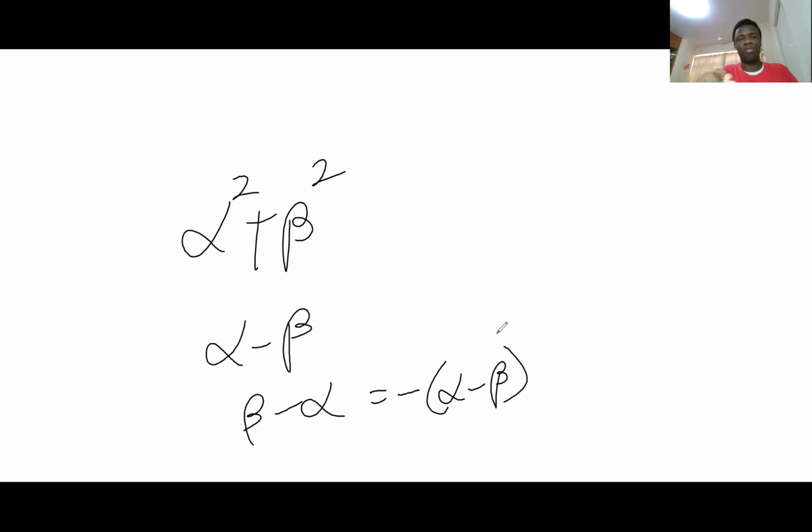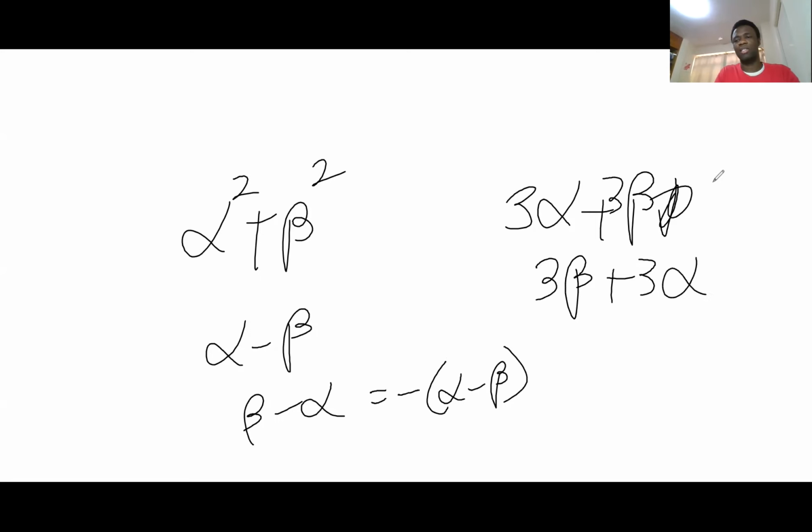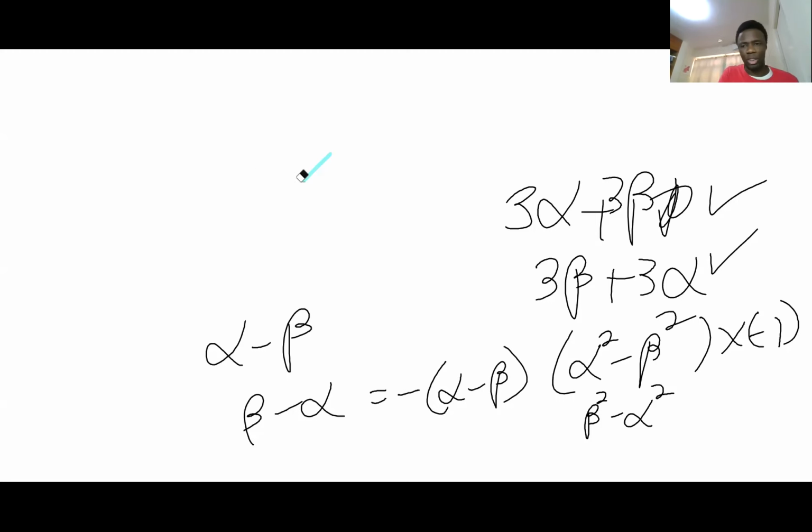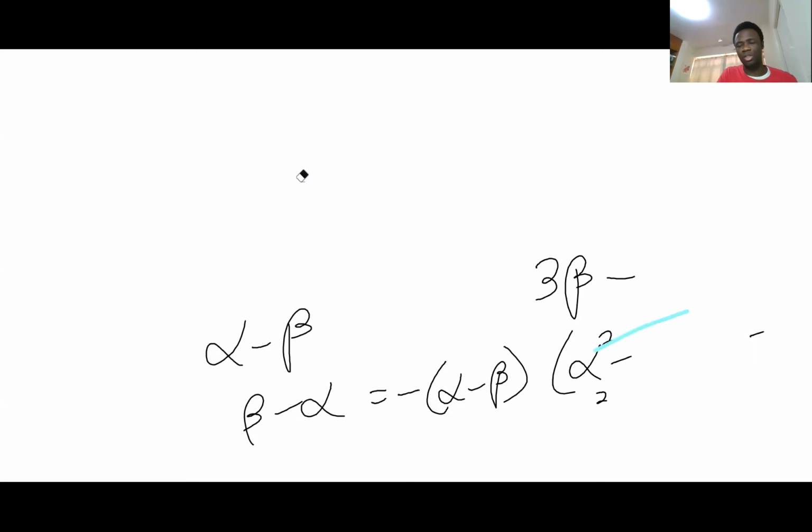So any expression where you can change the position of alpha and beta, if I have 3 alpha plus 3 beta, and I change the position of alpha and beta, so it is now 3 beta plus 3 alpha, I still get the same thing, okay? Or if I have alpha squared minus beta squared, and I interchange the position, I'll be getting beta squared minus alpha squared, which is like multiplying this by -1, isn't it? Any expression that satisfies these two is said to be symmetric. Okay? These are the expressions we want to be dealing with in this situation.